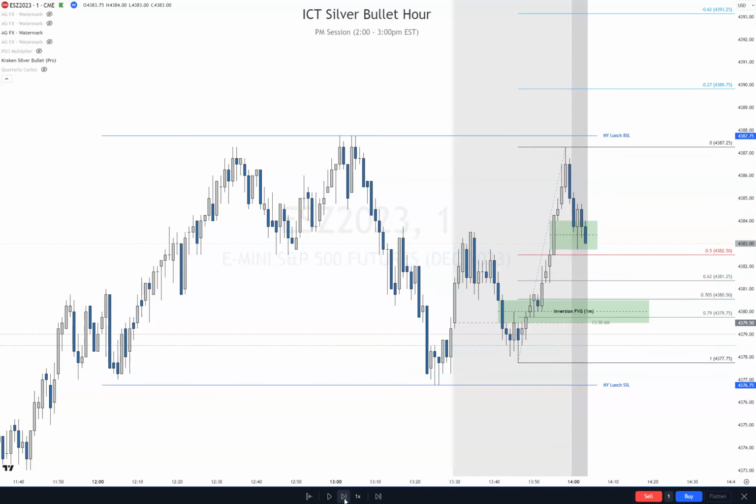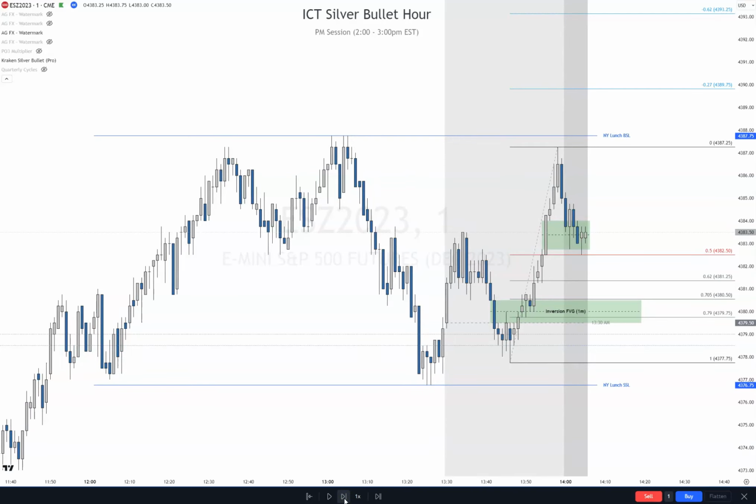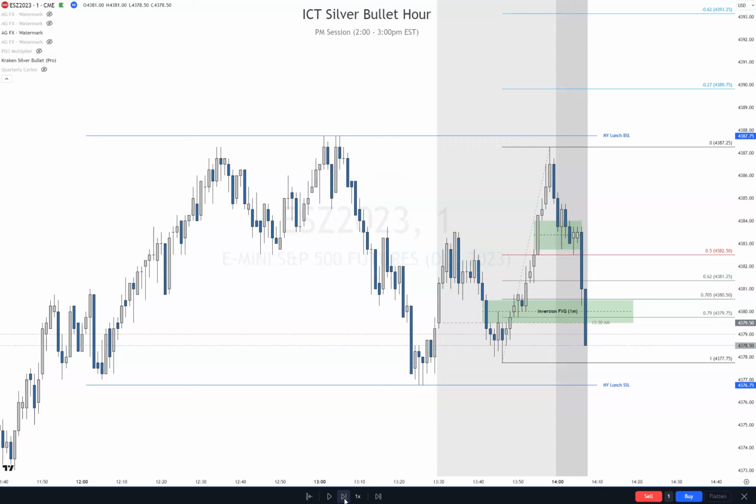Respecting that fair value gap right now. Still being respected. Okay, that violated it. Oh. Okay, we stop in there. We're respecting that fair value gap right there.